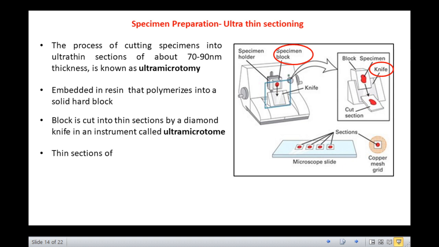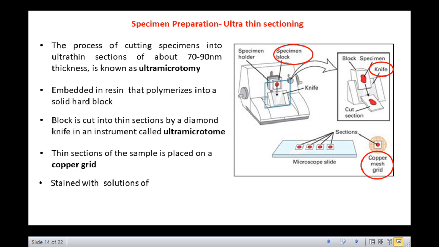The thin sections of the sample are placed on a copper grid and stained with solutions of heavy metals like molybdenum, lead, uranium or tungsten. The ions react with proteins and other macromolecules and make them more electron opaque and thus increase the contrast. The stained thin sections are then viewed under the electron beam.